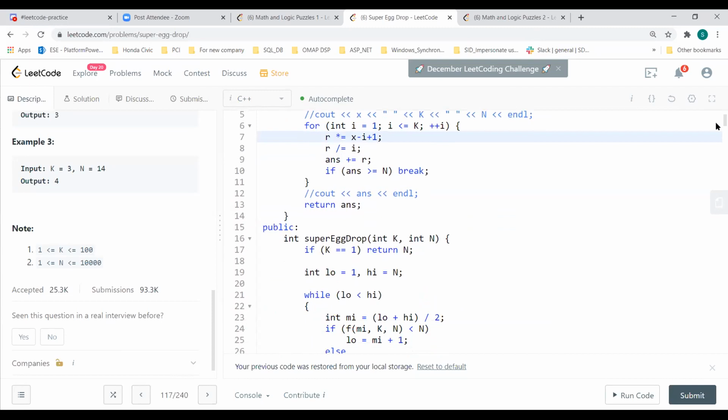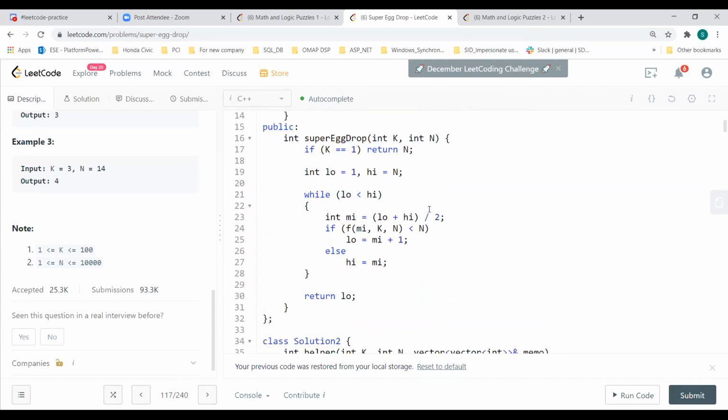So you're not running through each and every floor, and that is the reason this is more efficient, but it's very difficult to come up with this solution. But I just wanted to highlight it here, and most of the discussions are also talking about this solution, and it's a very good way of doing it. Okay, so this was one.